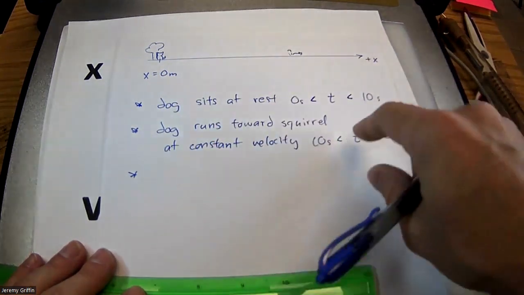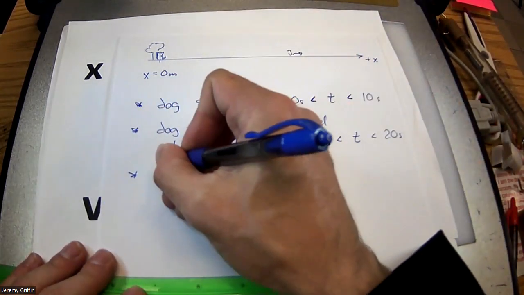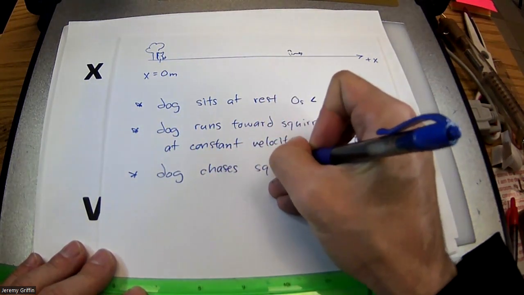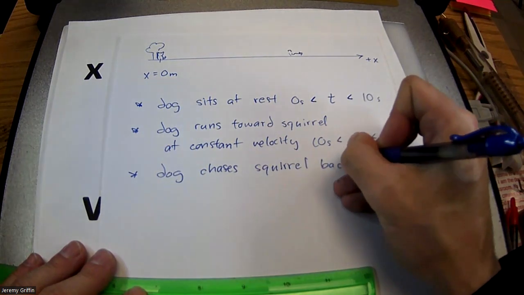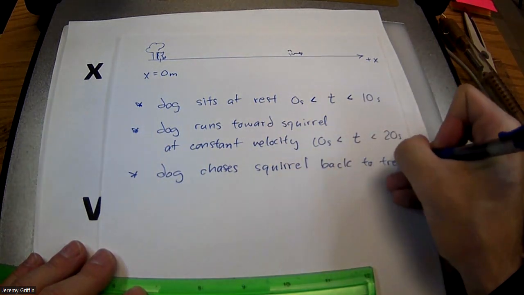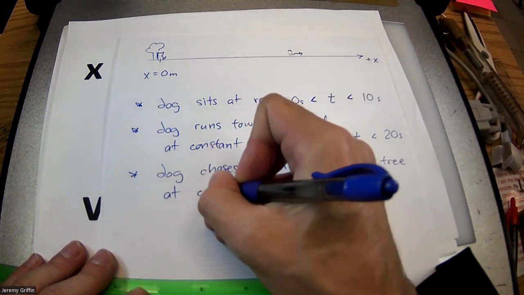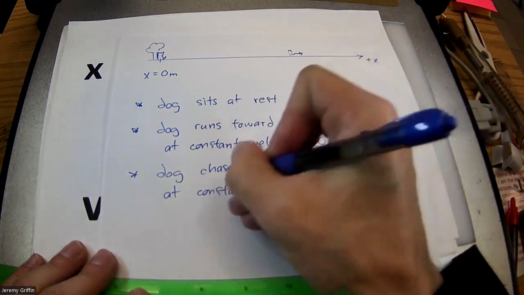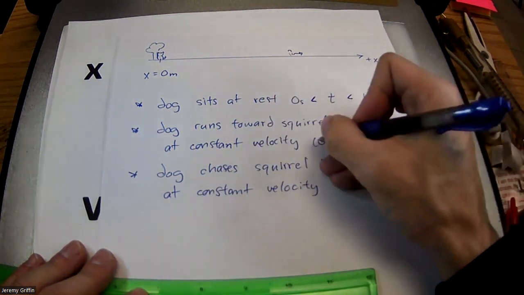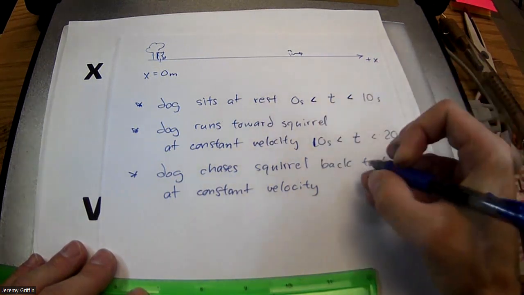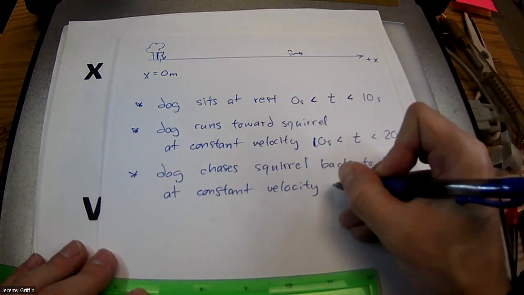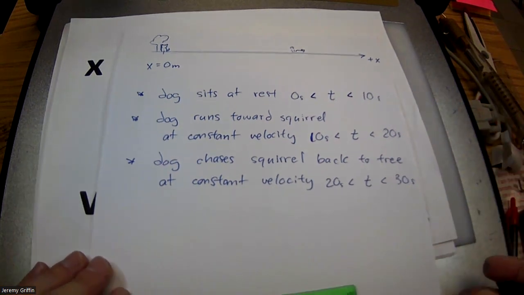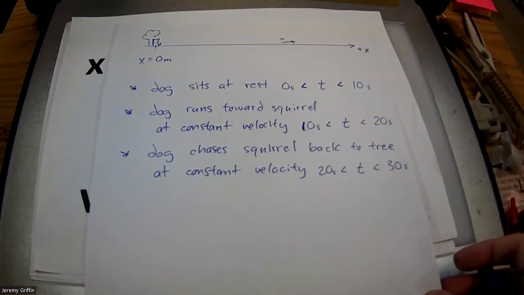Then the third part of the story is the squirrel turns around and runs up the tree. The dog chases the squirrel back to the tree at constant velocity. That's for the last 10 seconds of the story. So t is greater than 20 seconds, but less than 30 seconds. So there you go. This is the story.